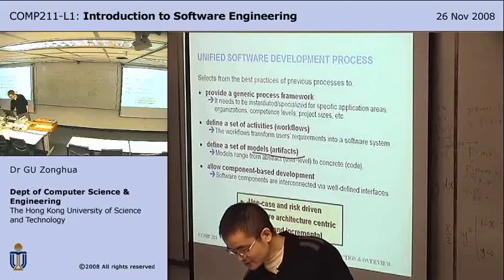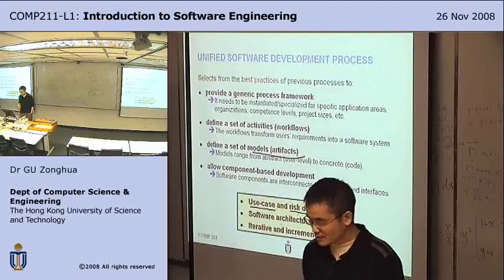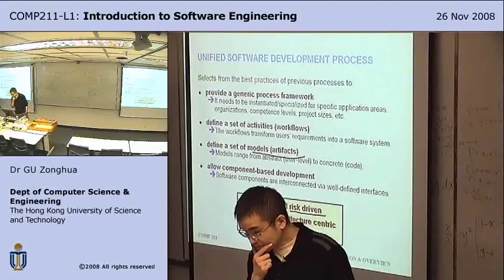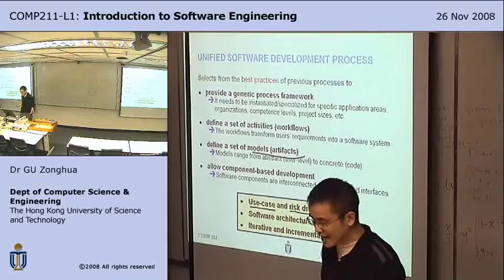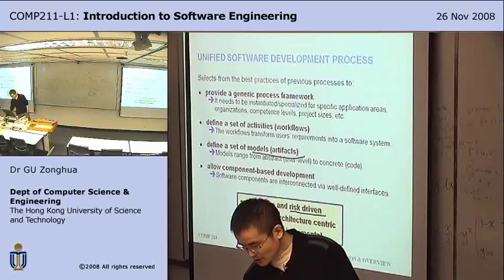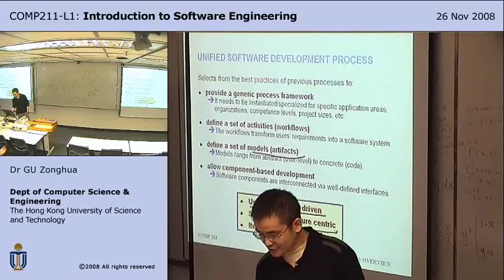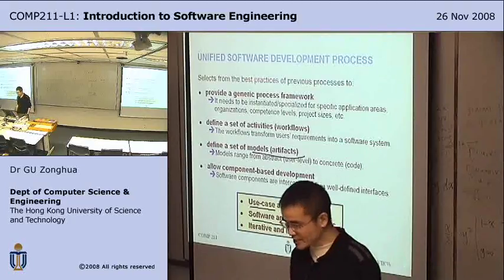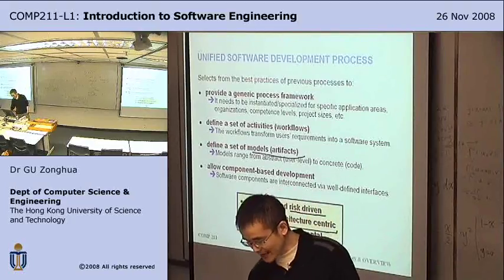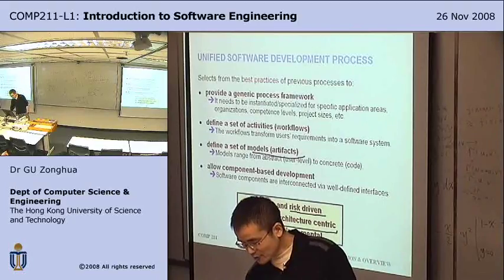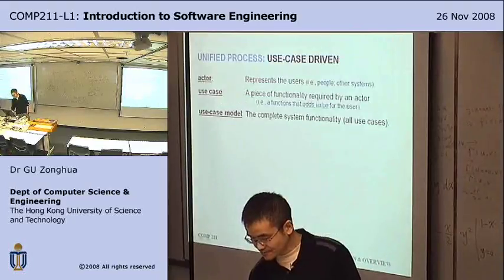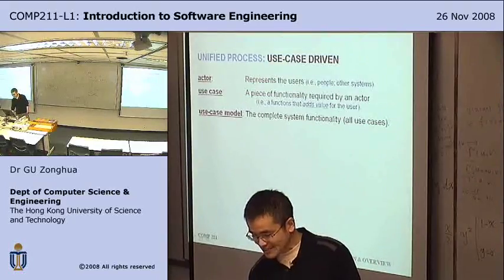And risk-driven, so this is borrowed from the spiral process. So you do risk analysis. Software architecture-centric. That is, you build a skeleton architecture, and then you add on the muscles. Iterative and incremental. So it's use case driven.